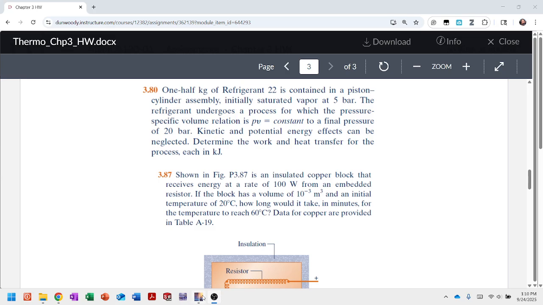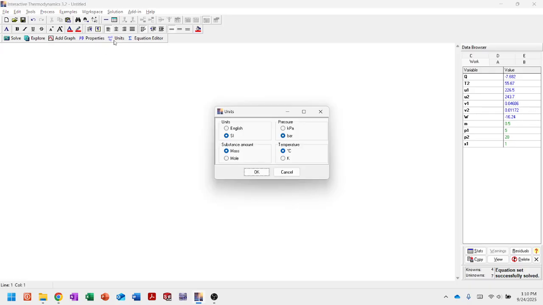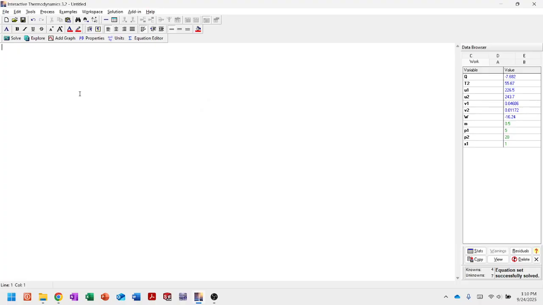So going over to Interactive Thermo. I'll start by setting our units. So I'm set to bar, SI. So we know offhand P1 is 5 bar, P2 is 20 bar. We know we have a saturated vapor at state 1, so I'm going to set X1 equal to 1. And then we can use our polytropic process, P1 times V1 equals P2 times V2. So we can solve that for V2.